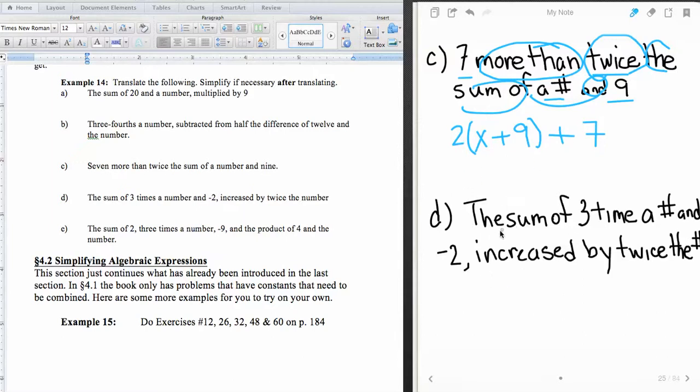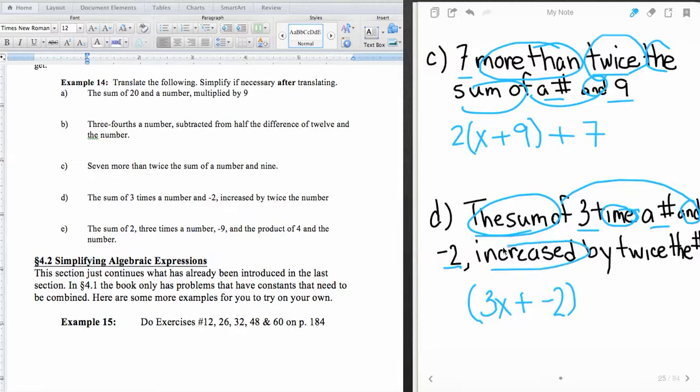Okay, in our next one we have the sum of, there's my operator, and I need the and to go along with that, so there it is, and we have 3 times a number. So this means 3 multiplied by the number. So we're going to be adding 3 times the number, and the thing that follows the and is -2, so plus -2. Do not make that a subtraction problem. Translate it directly. And then the comma signifying that that has parentheses around it, and then that's increased by, and so that thing is getting added to twice the number.